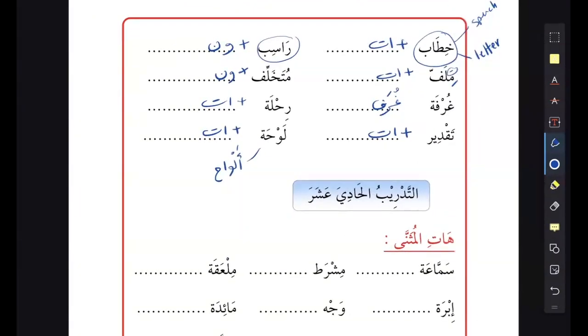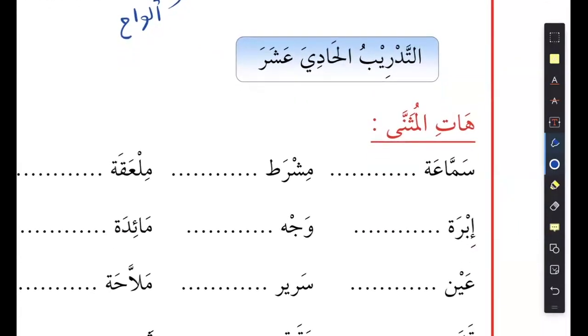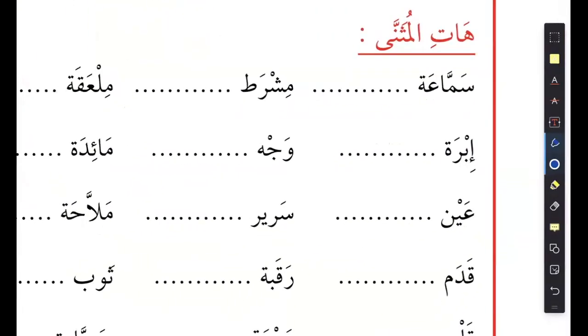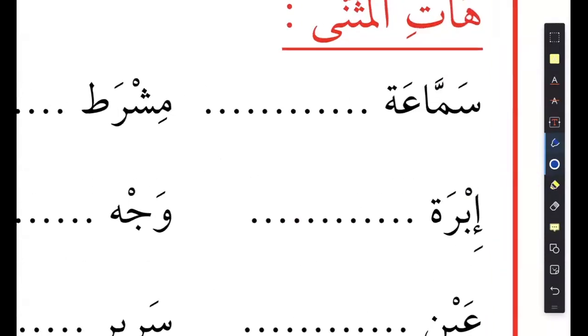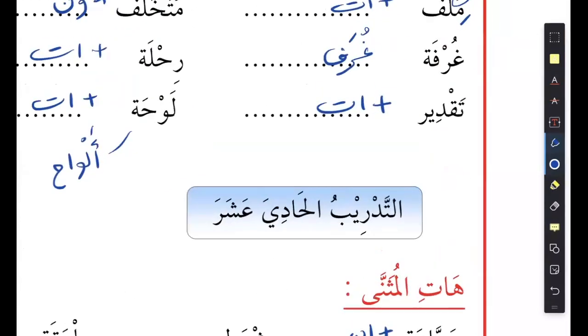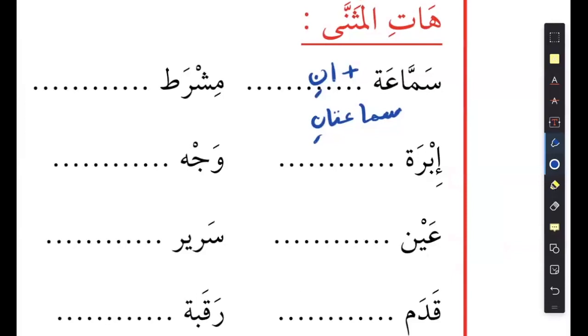Now the next tadrib, we have tadrib al-hadi ashar, the 11th exercise. It says hati al-muthanna. Muthanna is dual. Those were plural, this is dual. And I mentioned dual is extremely simple to make. We just add what? Alif and noon with kasra, ani. So he says samma'atun, then samma'atani. Remember, when we make the plural of sound feminine, we remove the ta marbuta, but in dual we do not remove the ta marbuta. We keep it, right?